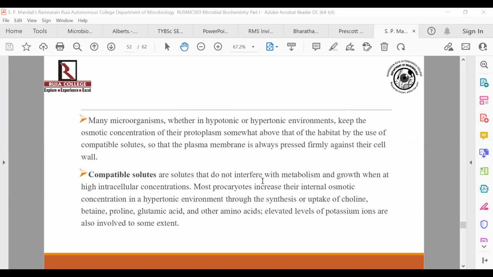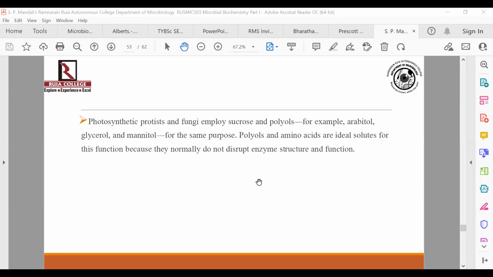Now, what are examples of compatible solutes? You can see choline, betaine, proline, glutamic acid, other amino acids, even elevated levels of potassium ions may act as compatible solutes to increase the internal cytoplasmic concentration. Okay. In case of photosynthetic protistants or fungi, they make use of sucrose, or they may make use of polyols like arabitol or glycerol or mannitol.